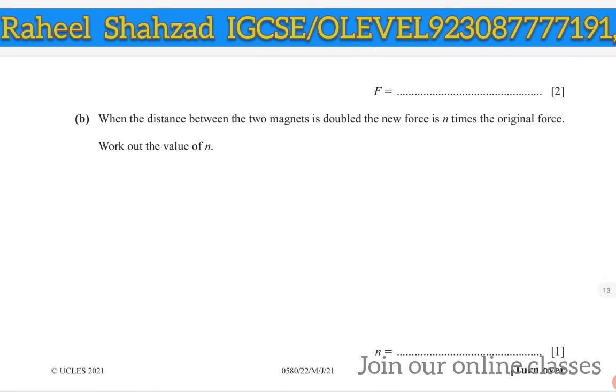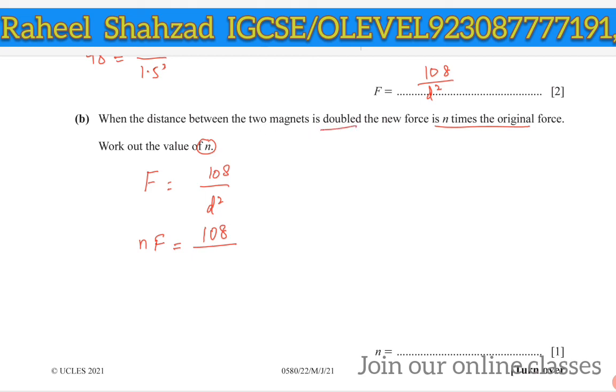Okay. In part B, they want us to find, when the distance between two magnets is doubled, the new force is n times the original force. So we have F is equal to 108 divided by d square, and nF is equal to, work out the value of n, 108 divided by, when the distance between the two magnets is doubled, so it is (2d) square. So nF is equal to 108 divided by 4d square.